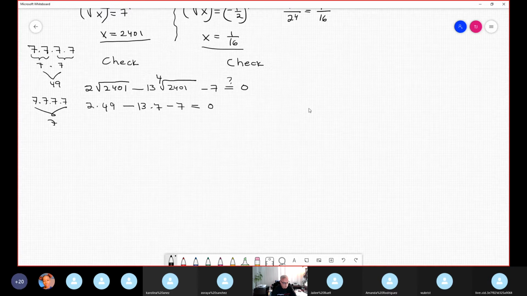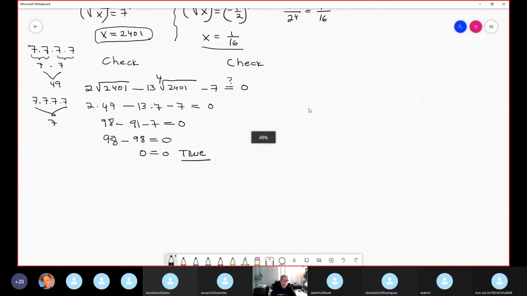A multiplication, when you multiply, 49 times 2 is 98 minus, and when you multiply 13 times 7 is 91 minus 7 equals 0. It's obvious that it's true because you combine the negative guys, 91 and 7 together, the negative addition is negative 98, and 98 minus 98 is 0, so 0 equals 0. It's true, super true. Therefore, the solution 2401 is good.